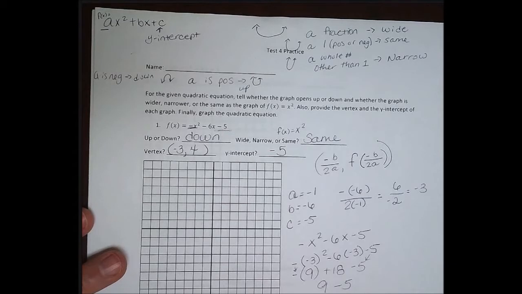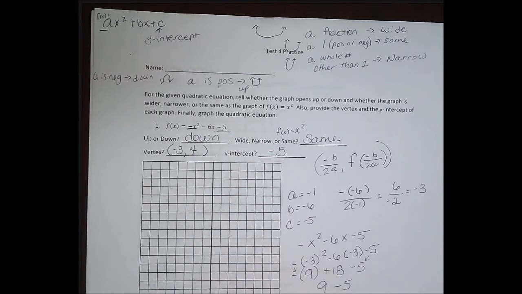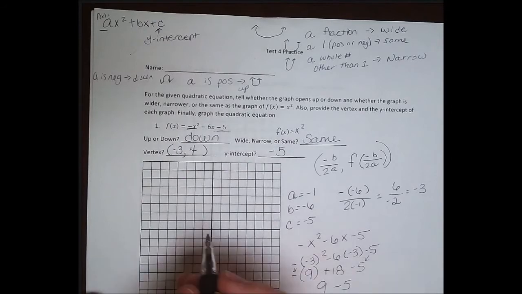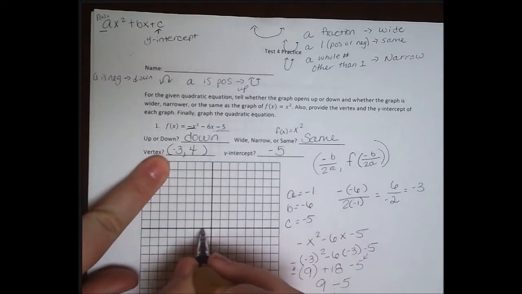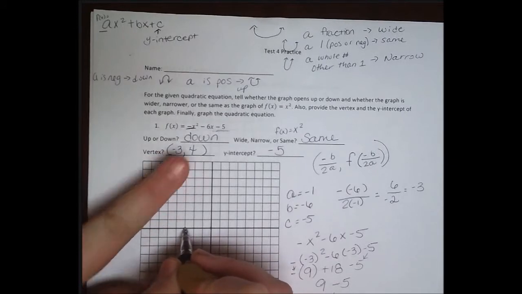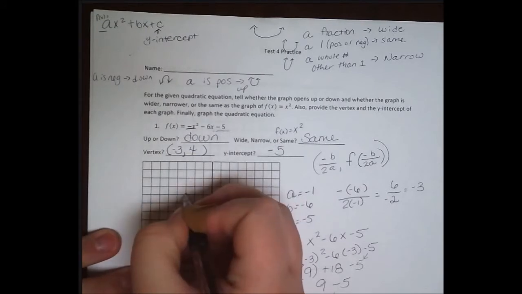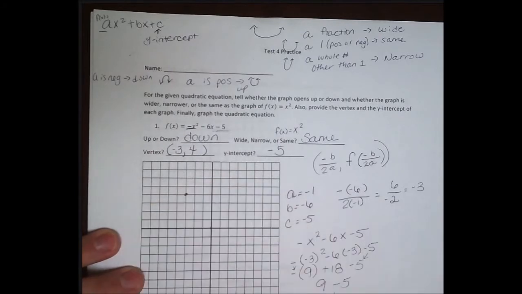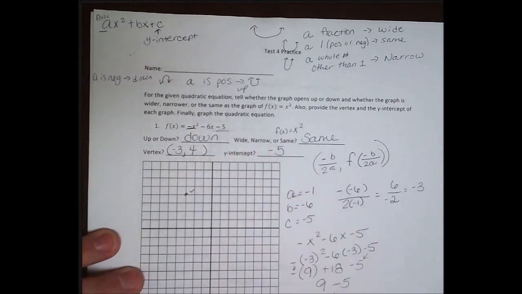Okay, so the first thing I recommend you do is graph your vertex. So you start at your origin, and we go negative 3 on the x. So that's 3 to the left. And then you go 4 on your y, so that means 4 up since it's positive. And then we're going to put our dot there. Okay? If you want to label it with a V for vertex, you can.